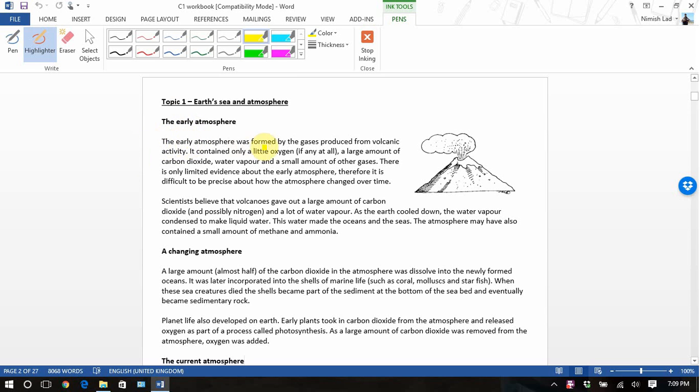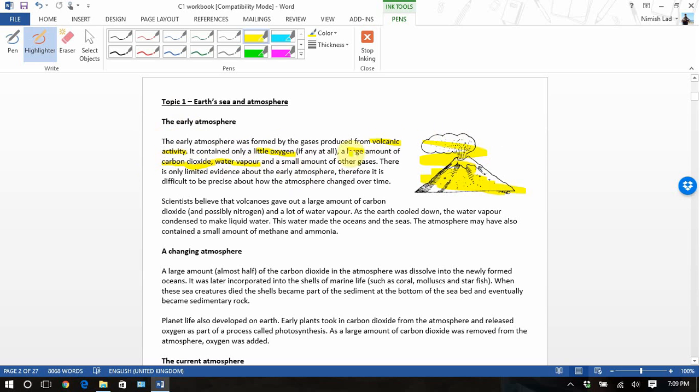So the early atmosphere was formed of gases from volcanic activity. If they ever ask what formed the early atmosphere, it's gases from volcanoes, from volcanic activity. They might ask about the composition. It had little oxygen, large amounts of carbon dioxide, water vapor, and a small amount of some other gases.